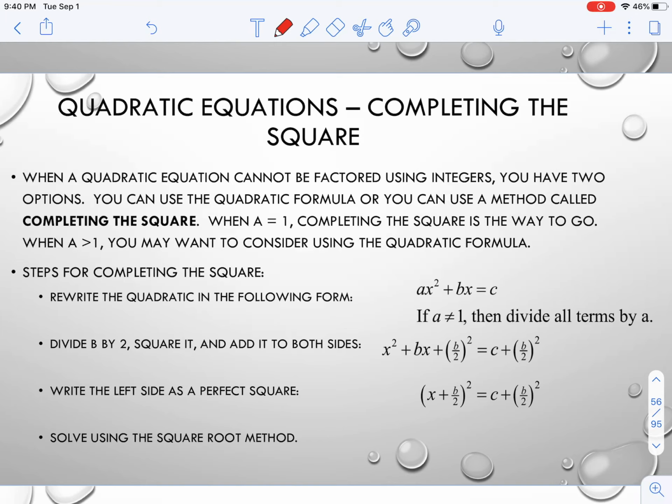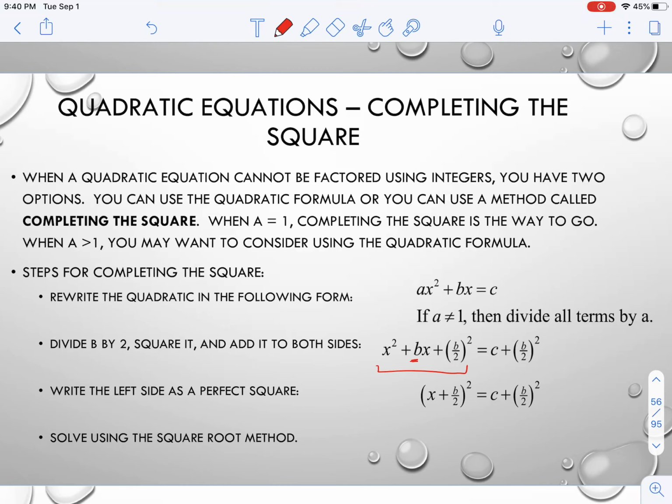So what I want to do is take that b term, the constant on x, divide it by 2, and square it. Whatever I get, I'm going to add to both sides. So I'm going to have b over 2 squared being added to both sides. The left-hand side, then, is a perfect square trinomial.